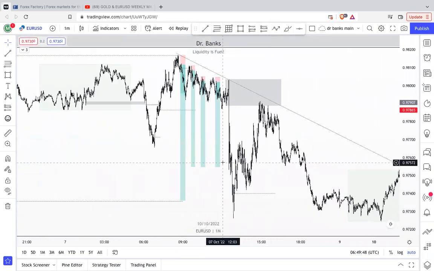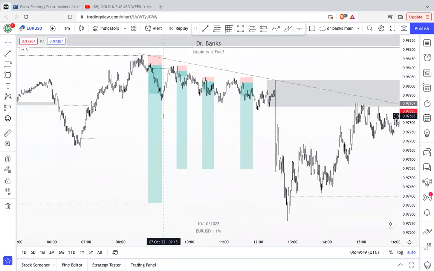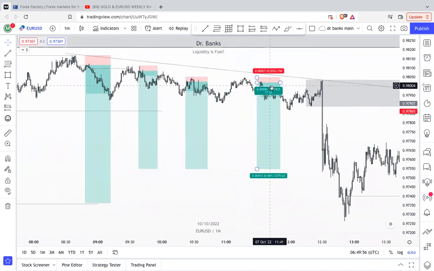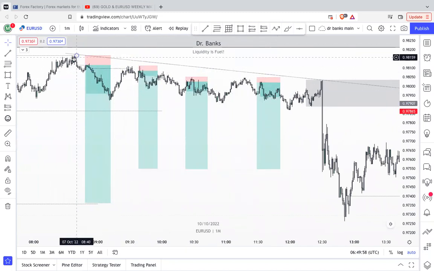Like I said, proper mitigations, transfer of funds. None of these highs were swept. All the highs were protected. It means we have old orders.